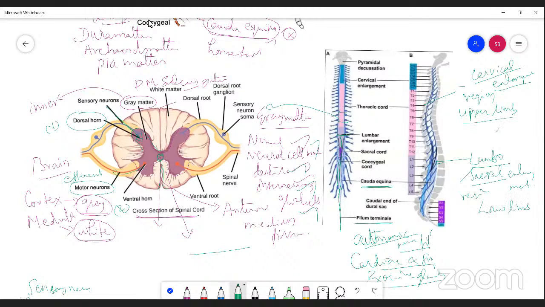So the spinal cord totally shows two enlargements. One is in the cervical region, another in the lumbosacral region. The enlargement in the cervical region is known as the cervical enlargement, and in the lumbosacral region it is known as the lumbosacral enlargement. The cervical enlargement serves the upper limb. The lumbosacral enlargement serves the lower limb. So this is about the spinal cord.